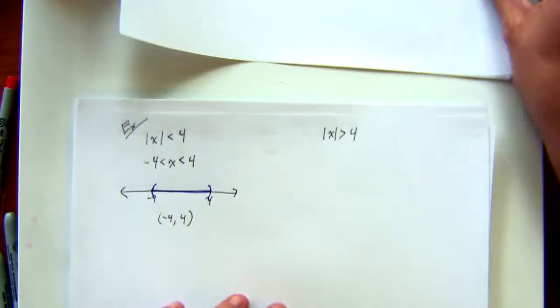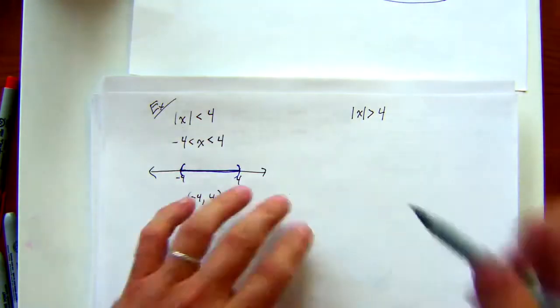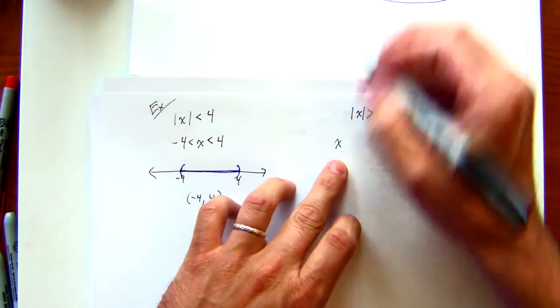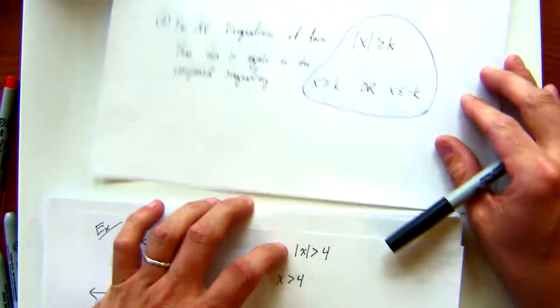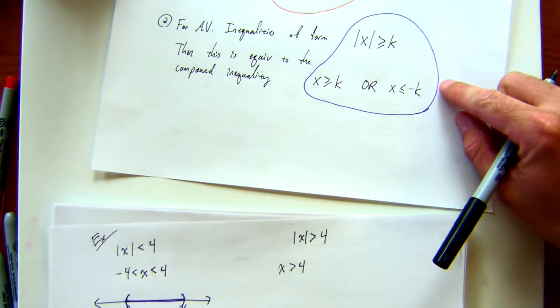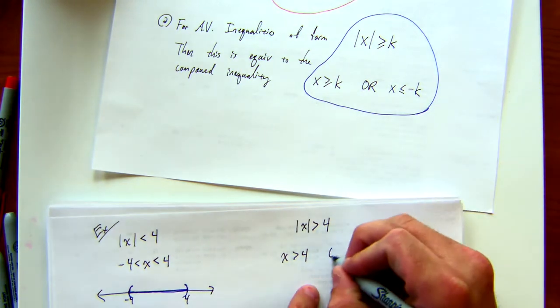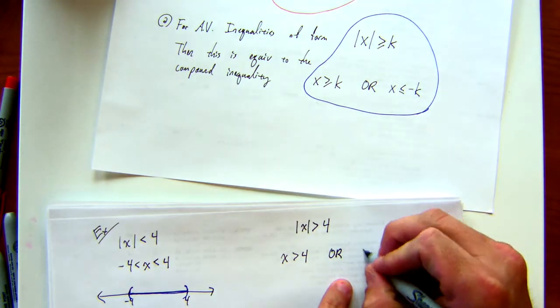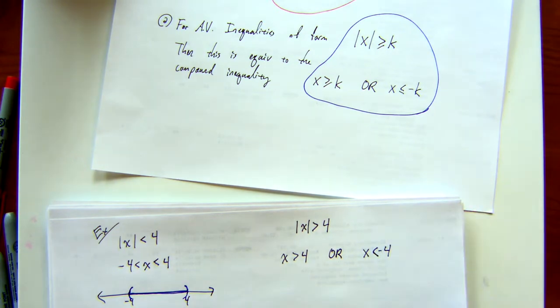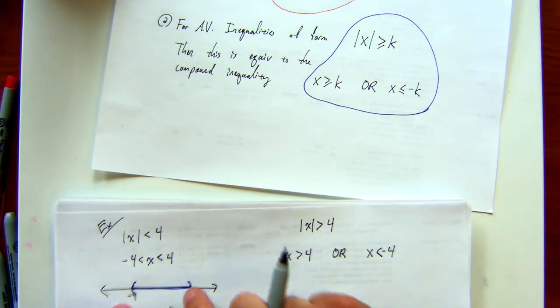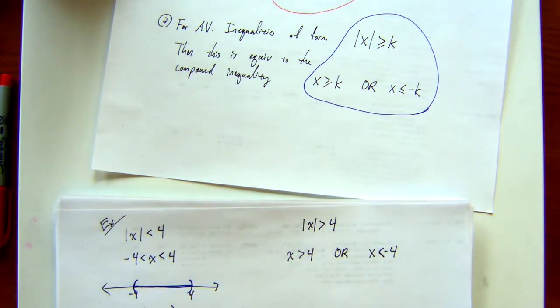Okay, so using that rule, I have x is bigger than 4. This is the rule that I'm using. Or x is less than -4. I should have done this one in red, actually, and this one in blue.